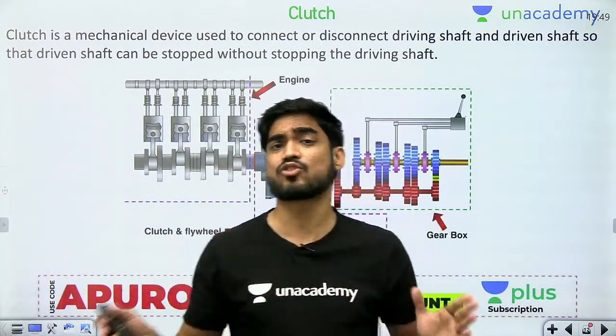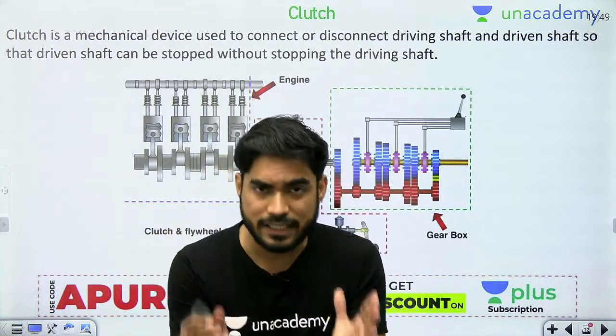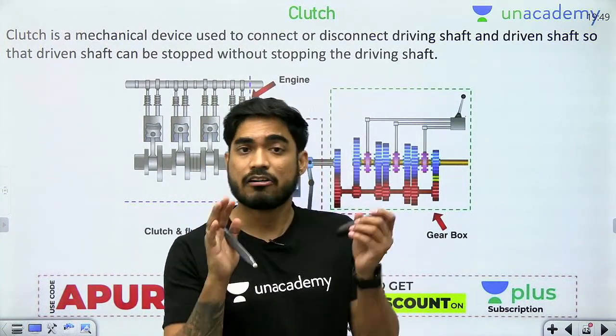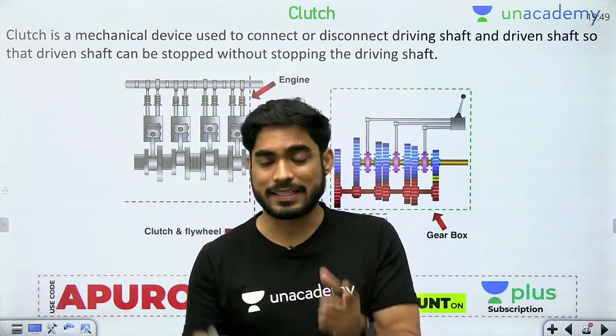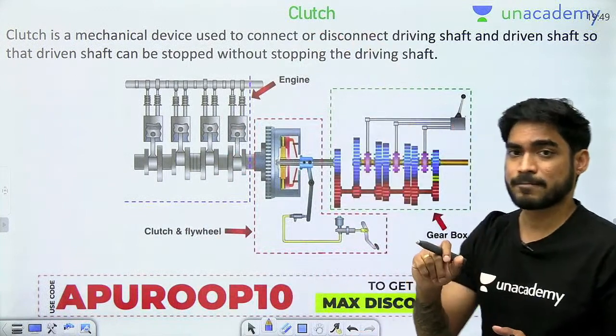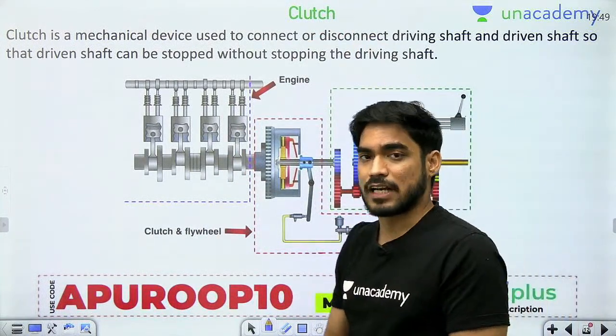There will be some temporary joint. So which device connects the driving shaft and driven shaft temporarily? Which device is used to connect the driving and driven shaft temporarily? That is the clutch.